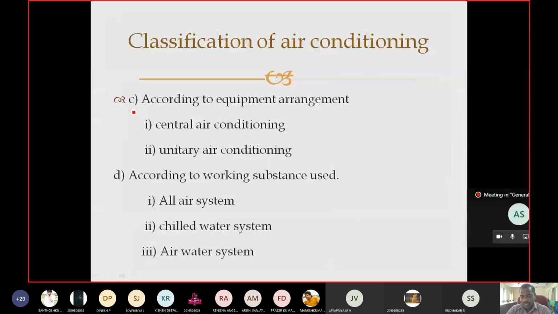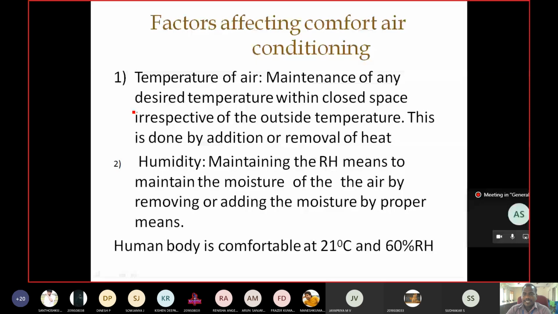So these are some factors affecting comfort air conditioning. First, the temperature of air. We should maintain any desired temperature within the enclosed space, irrespective of the outside temperature. This is done by the addition or removal of heat. So we can control the temperature of air. Then also we can control humidity.